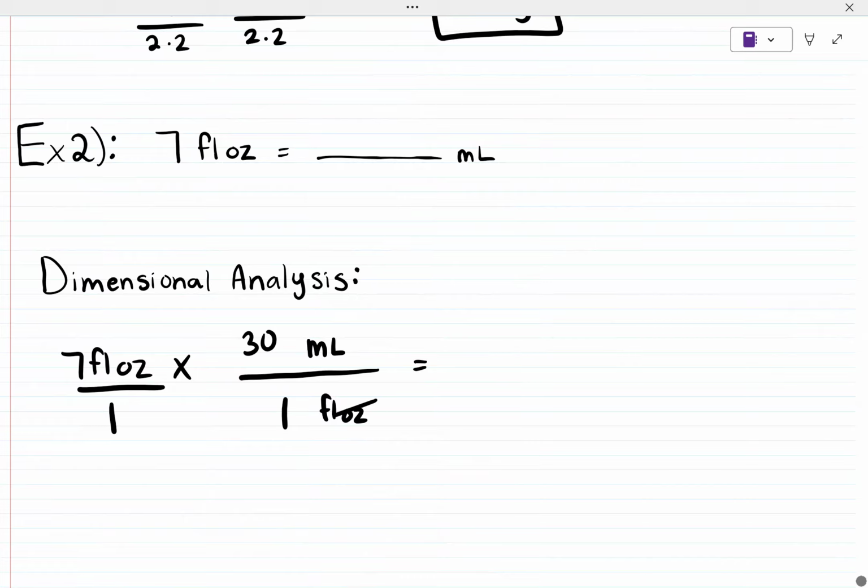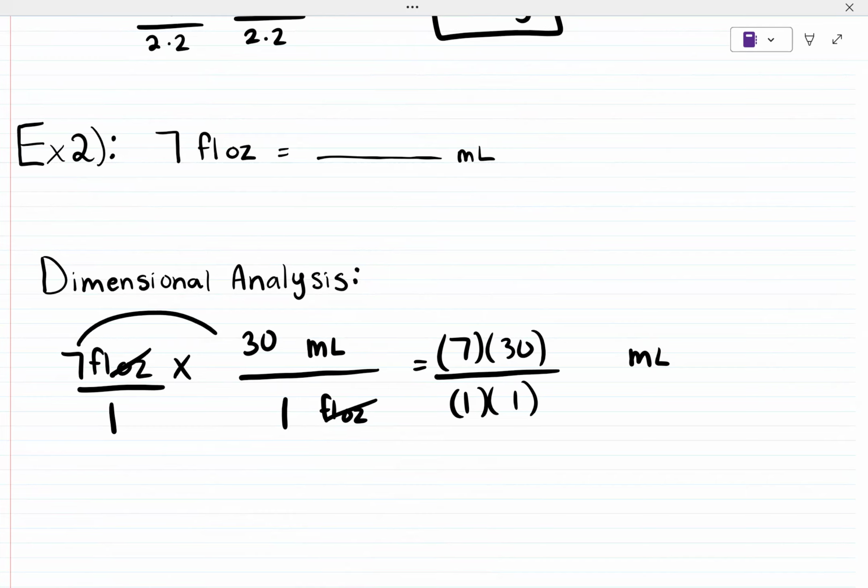Then the fluid ounce units disappear. That's what you want. You want your final answer to be milliliters. When we're multiplying fractions, you multiply across. So on the top it's 7 times 30, and on the bottom it's 1 times 1. And 7 times 30 is 210 milliliters. And yes, you must include this trailing zero, because if you didn't include that zero, it would be 21, which is completely wrong.